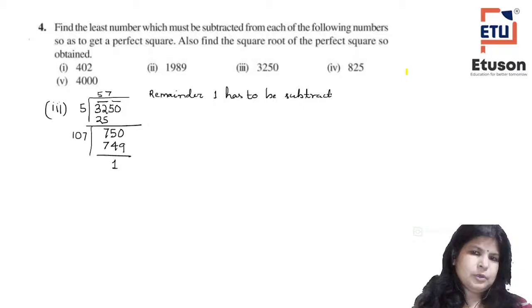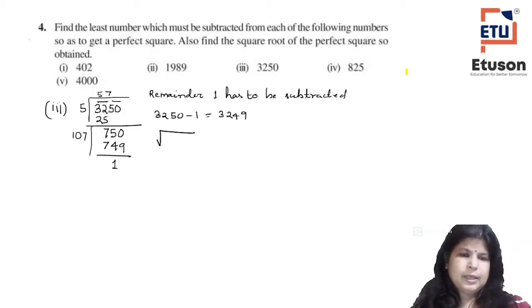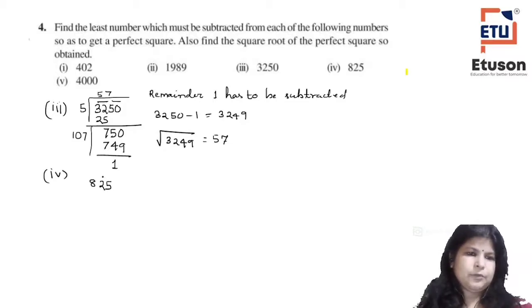Correct or not? So let us subtract the remainder. So you will get 3250 minus 1, that is 3249, and square root of 3249 is nothing but equal to 57. Correct or not? Now let us go to next bit, that is bit 4. So you have 825. Put the bar as usual.